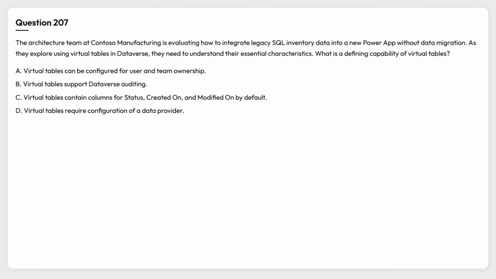Option A, virtual tables can be configured for user and team ownership. Option B, virtual tables support Dataverse auditing. Option C, virtual tables contain columns for status, created on and modified on by default. Option D, virtual tables require configuration of a data provider. The correct answer is option D, virtual tables require configuration of a data provider.